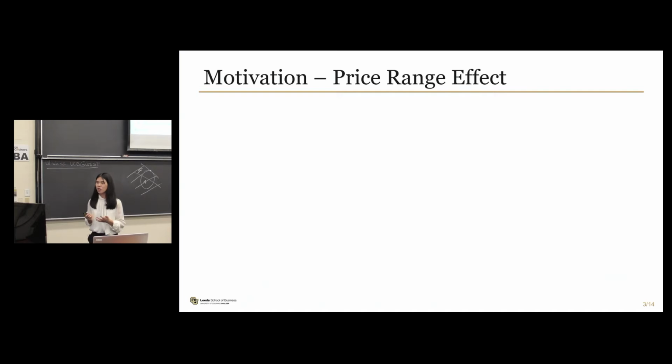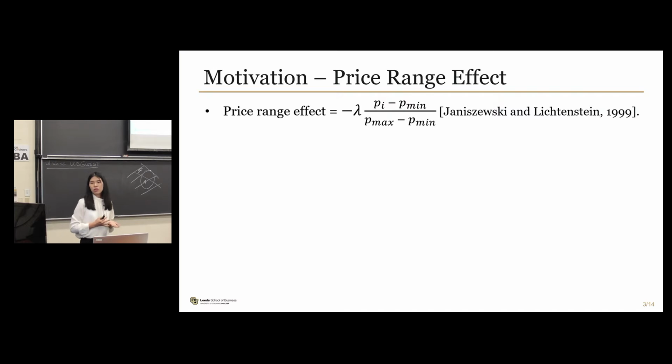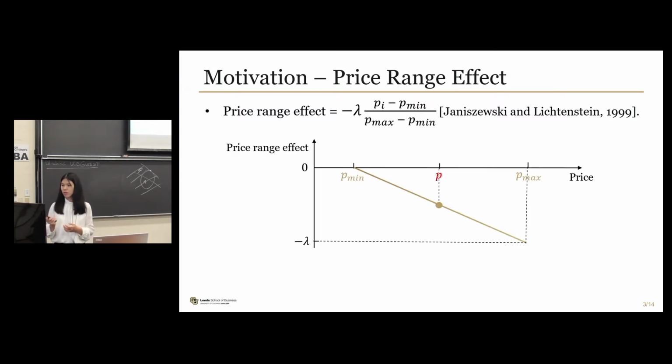And then let me introduce what the price range effect is. In the marketing literature, they use this linear expression to describe the price range effect. It is equal to a negative constant times the relative position with respect to the highest price and the lowest price. Here p_i is the price that we focus on, p_min is the lowest price in the assortment, and p_max is the highest price in the assortment. And to better illustrate that, we use this figure here. And we can see that it's following the linear expression.